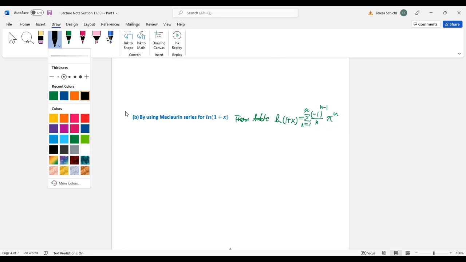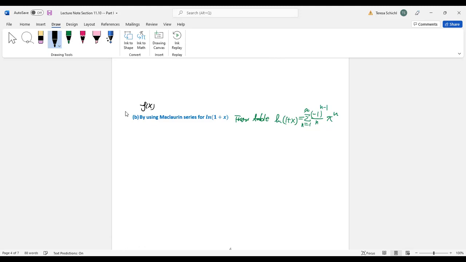Okay, so now what I'm really looking for is f of x equals 1 over x. So how is this going to work? How about I differentiate the natural log of 1 plus x on both sides, because I know the natural log series is here. When you take the derivative of the left-hand side, what is 1 plus x? Then you need to take the derivative of the right-hand side, so you can go inside the series and take the derivative.